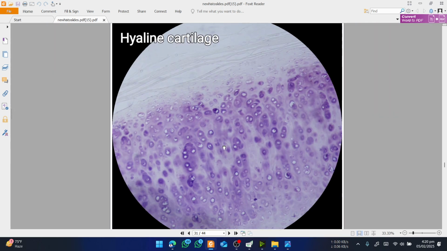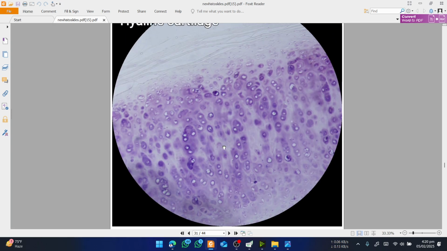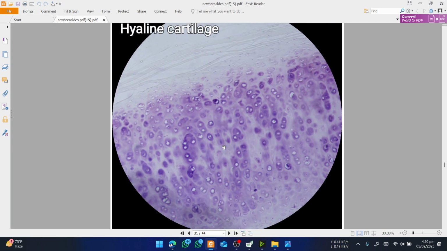I know I'm going a little haphazard. It could have been a little more organized, but okay.